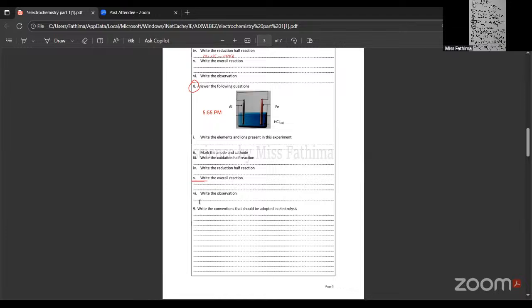Right. Complete this part. Write it down. Write the correct answer. Most of you have made a mistake, right? So this is the correct one. Do it.